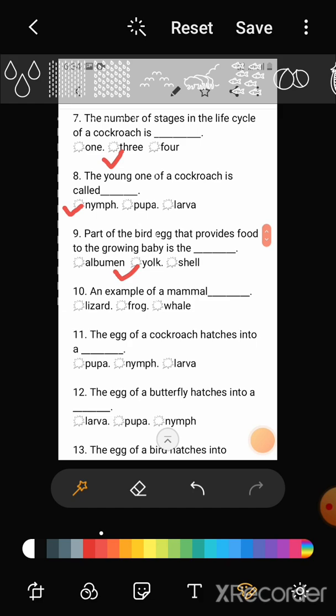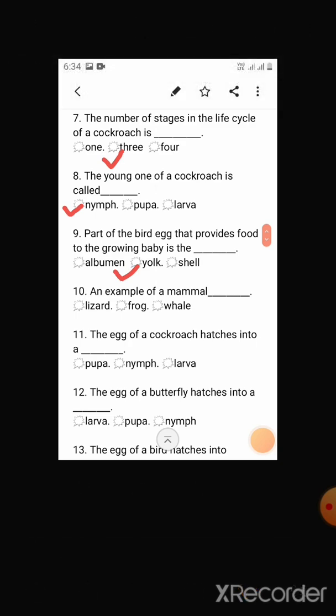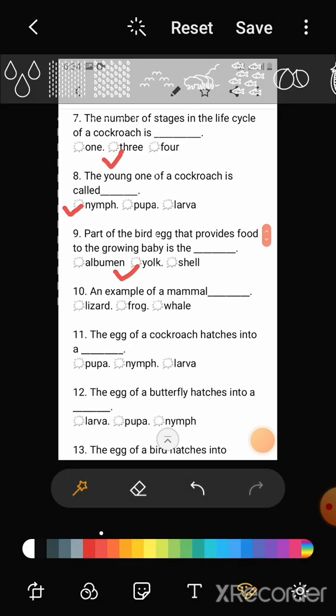Next, an example of a mammal. Given options are lizard, frog, and whale. And the answer is whale. An example of a mammal is whale.